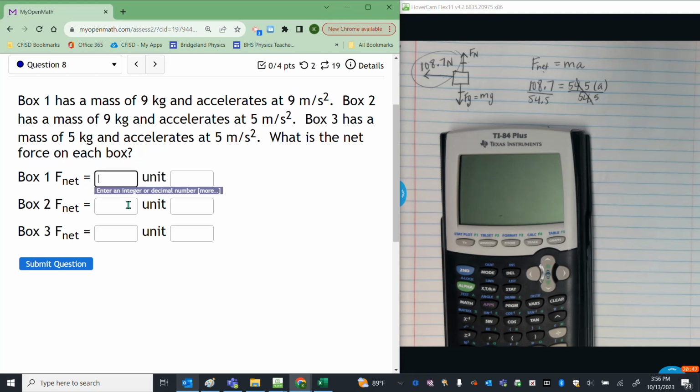9 times 9 is 81. The unit we use for force is the Newton. For box 2, 9 times 5 is 45. Again, the unit is the Newton. For box 3, there's my mass, 5. There's my acceleration, 5. That's 25 newtons.